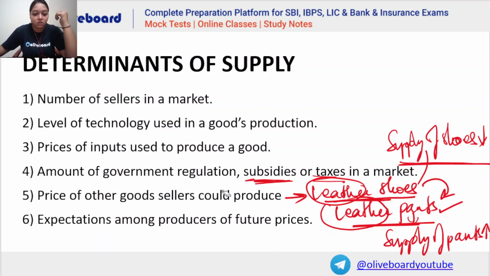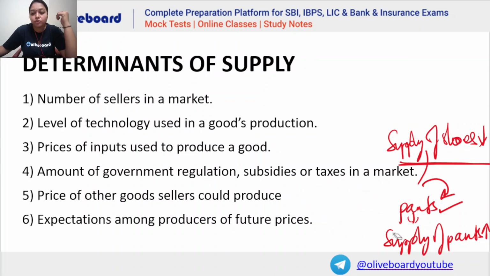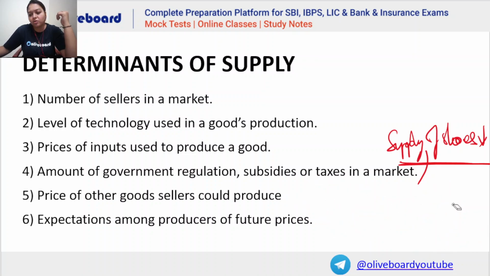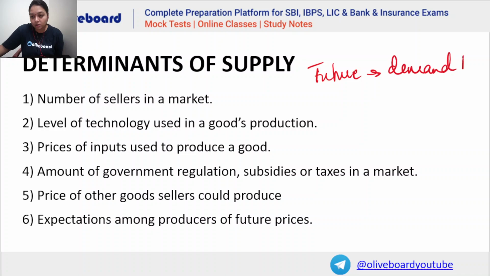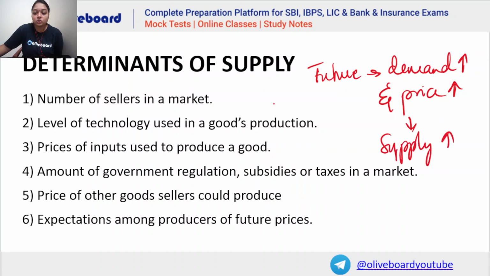Then expectations among producers of future prices. If in the future the producer realizes that this is going to be an amazing product, it will be in demand, the price will be very high, and I can make a lot of profit, then supply will increase, right? So in the future, if demand is high and price is high, then supply will be high. So this is the connection.